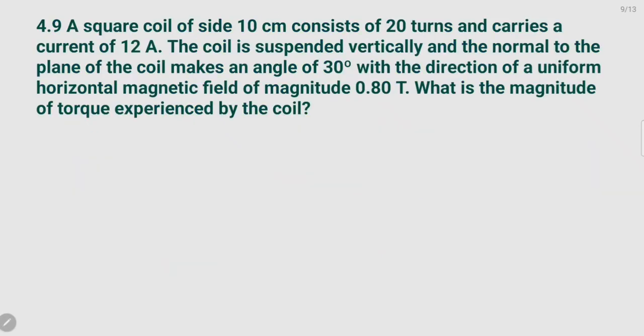Yes, moving on to ninth problem. So here you have to find torque. Basically it's a square coil, side is given 10 centimeter, and it has some number of turns, and current that is passing is 12 ampere, and the coil is suspended vertically and the normal making angle 30 degree.